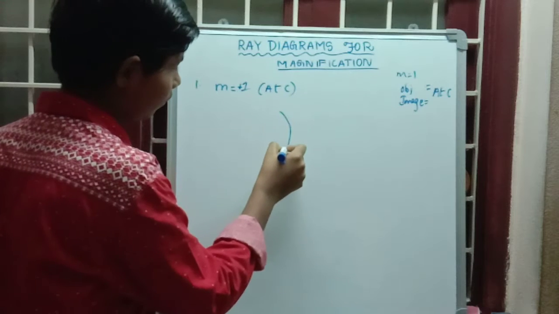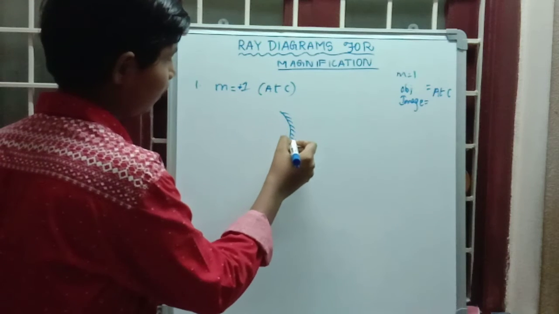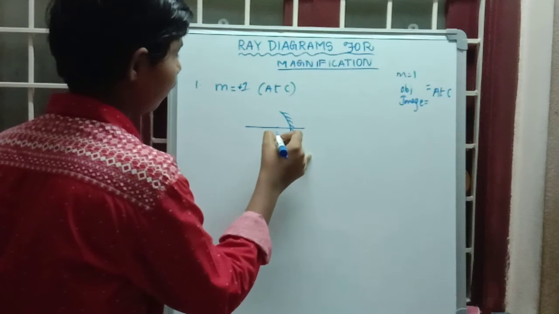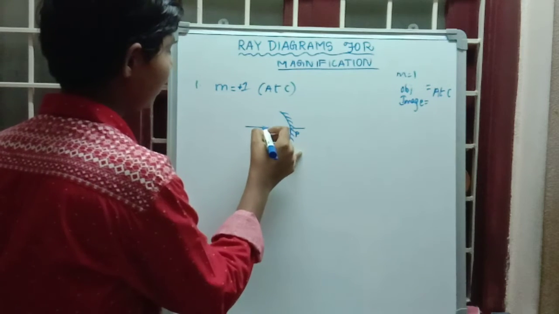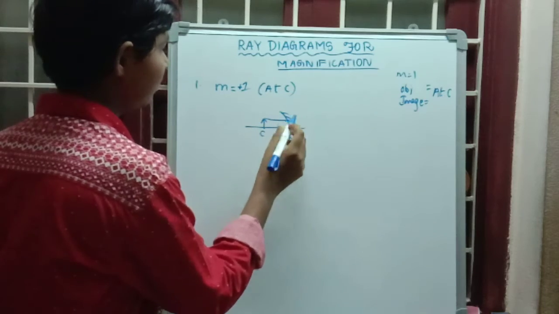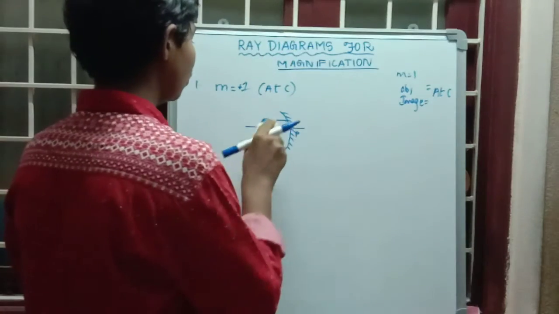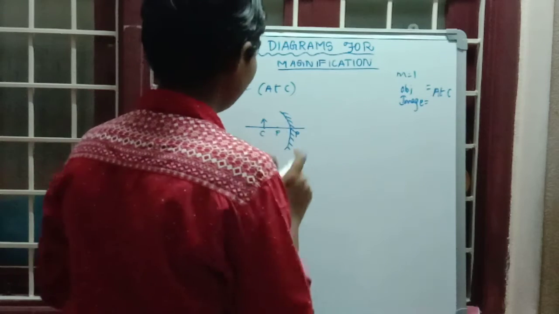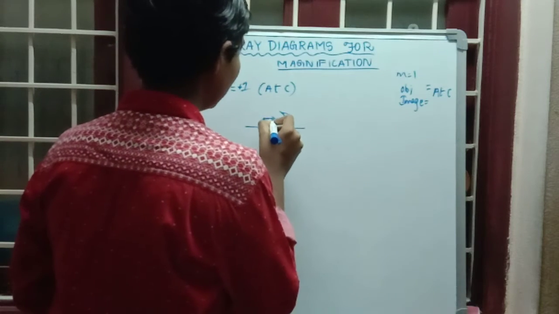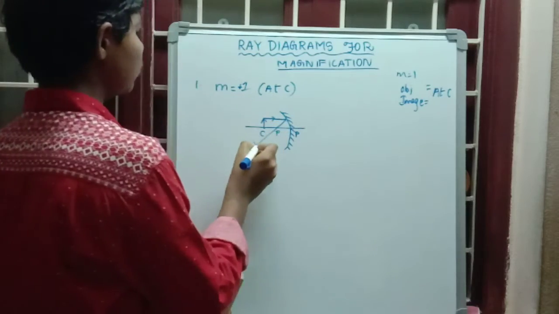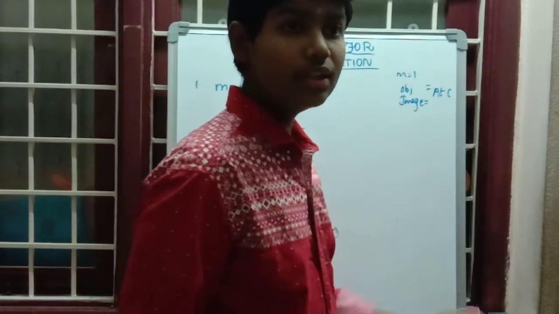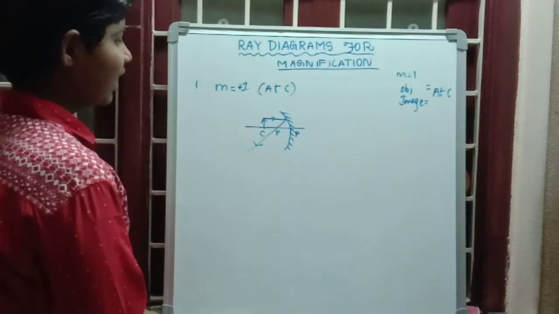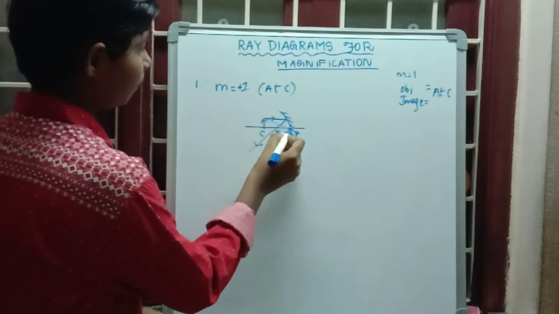So let's draw. This is the concave mirror, pole point, focus, center of curvature. Object at C. One ray is parallel to the principal axis, passing through the focus. And the second ray we can take from the pole.